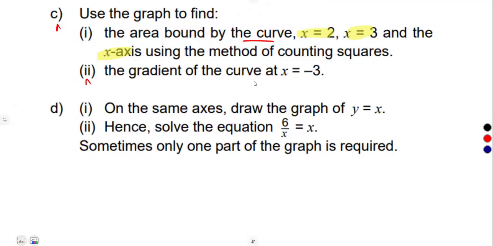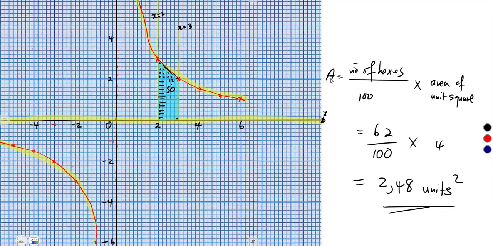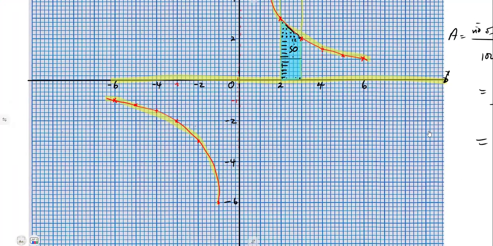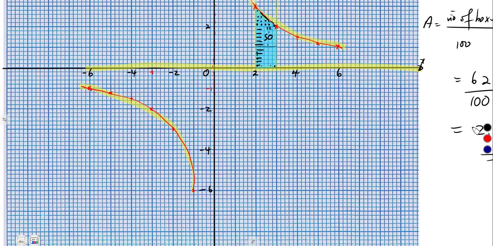And the gradient of the curve where x is minus 3. The same we talked about the gradient. So you simply use the tangent where x is minus 3, to the point of tangency. So this is our point of tangency. We draw our tangent, which touches the curve at that point. Okay, so that was simply the aspect of the gradient. So something like that.